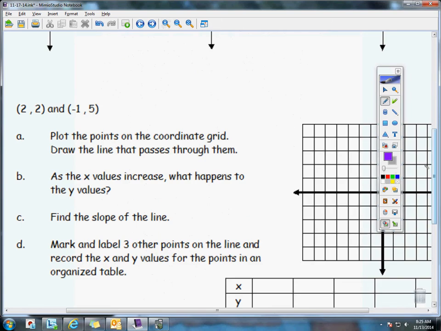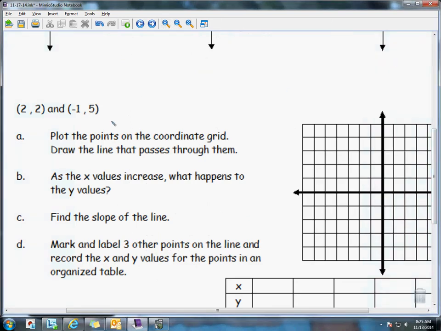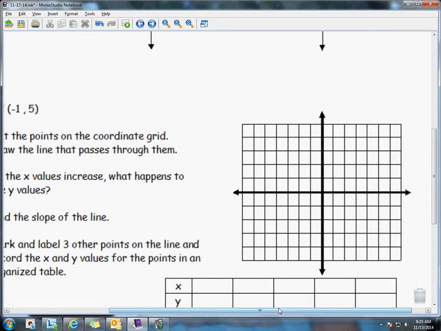So number 1, you have the points (2, 2) and (-1, 5). It says plot the points on the coordinate grid, draw the line that passes through them. So over here I'm going to plot my points. So we have (2, 2), and we have (-1, 5).